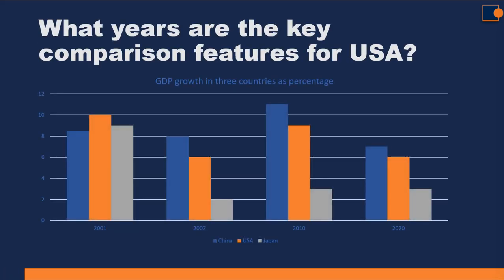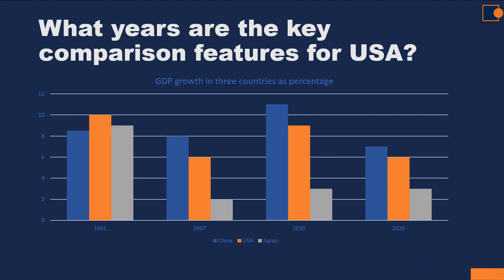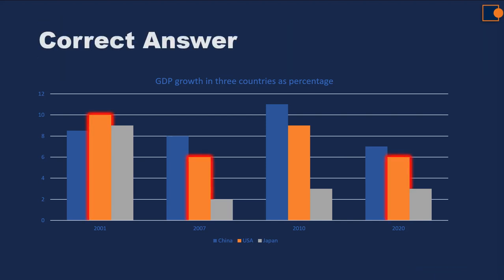Now have a look from a different perspective, which is the comparison perspective. So find comparison features for USA. Okay, that's 2001, 2007 and 2020. Why are there three? Actually, it's supposed to be two, right? Because the highest is 2001, it was the highest of four. And the lowest is, surprisingly, similar. 2020 and 2007 are identical, the same percentage, and they both are the lowest one. So we have selected two data points here.